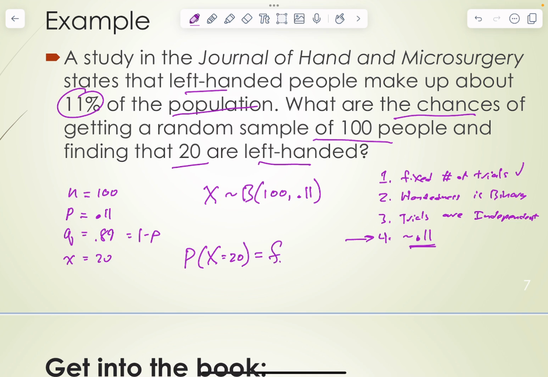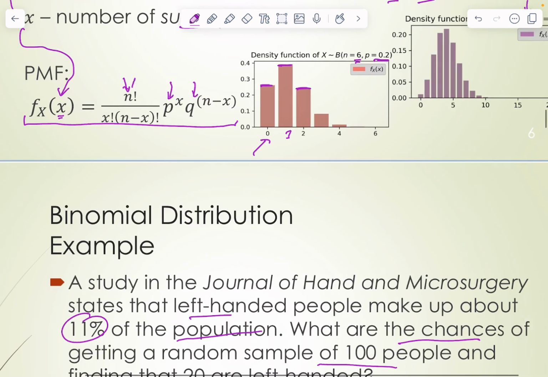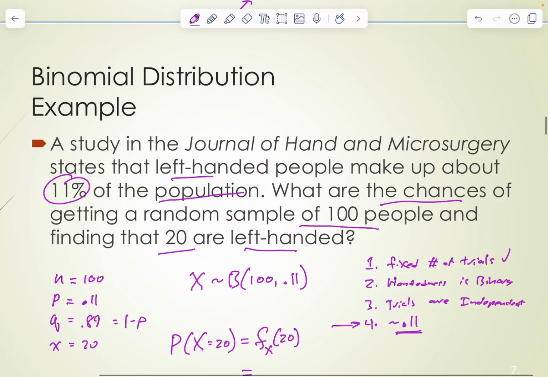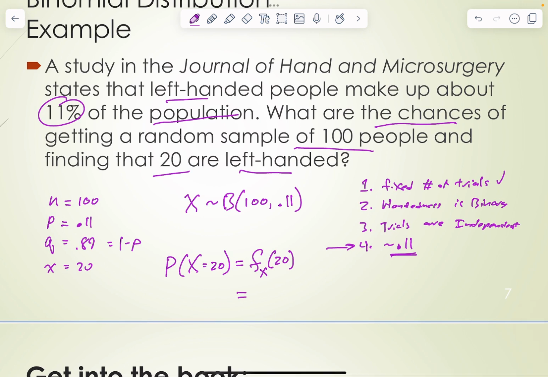That is the same thing as f, our distribution here, of 20. Okay, now I am not going to plug 20 into this big nasty formula because there would be 100 factorial on the top, which is an intractably large number. So instead, what I am going to do is go to Excel, and I'm going to type in Poisson. I'm going to use the distribution Poisson.dist, and I'm going to enter it using Excel. I'll show you.